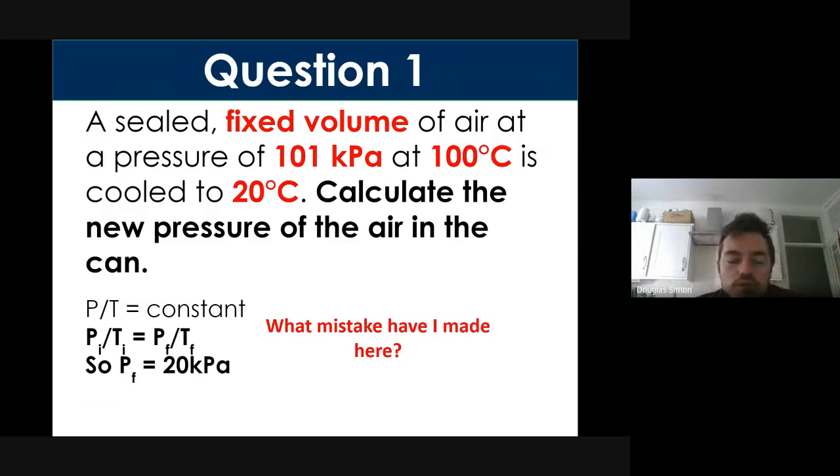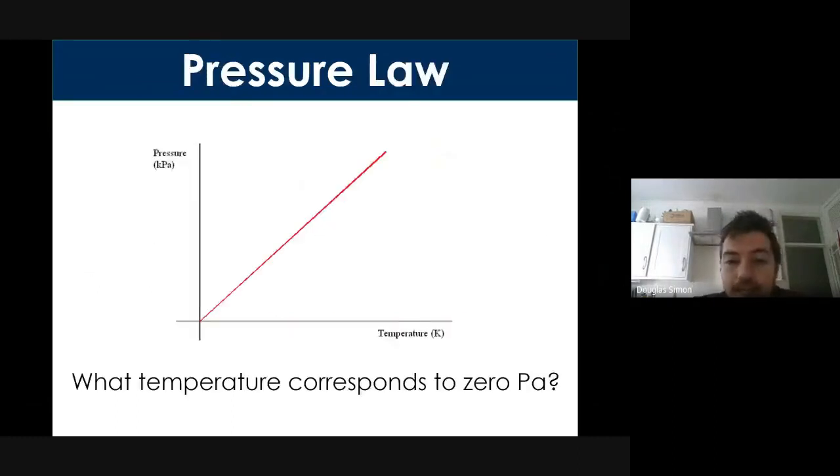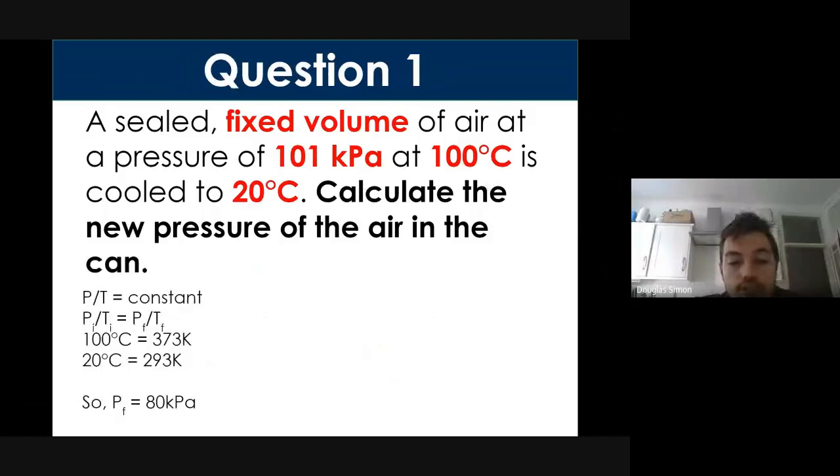So hopefully you realized that I was very silly and I just chucked in 100 degrees Celsius as my initial temperature and 20 degrees Celsius as my final temperature, which of course is wrong. I must change to Kelvin to make this work. Like on these graphs here, it has to be in Kelvin so that it's directly proportional. So when I do that in Kelvin, 100 degrees Celsius is 373, 20 degrees Celsius is 293. I actually get the final pressure as 80 kilopascals.